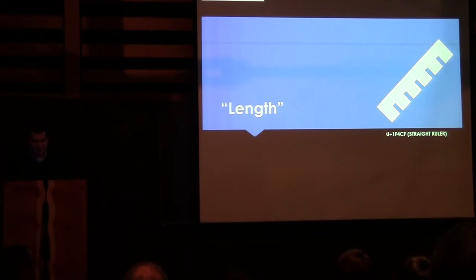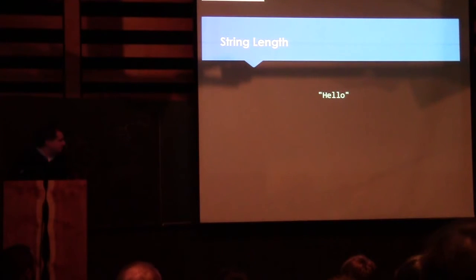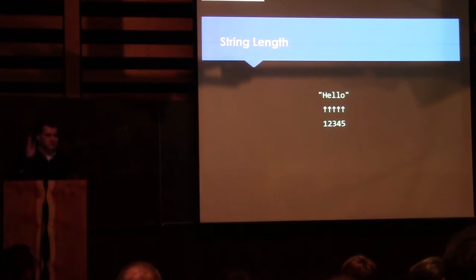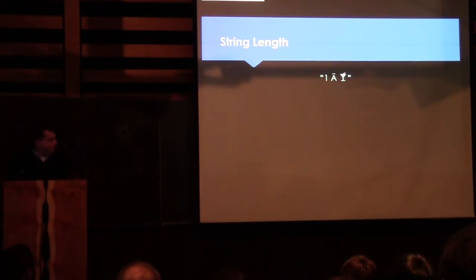So we can look at a property of Unicode strings. We can look at length, and what do we mean by string length? If we have a simple ASCII string, the string length is actually straightforward. You just start from the beginning, and it's 1, 2, 3, 4, 5. Okay, it's 5 characters. But it's not quite so simple in Unicode.